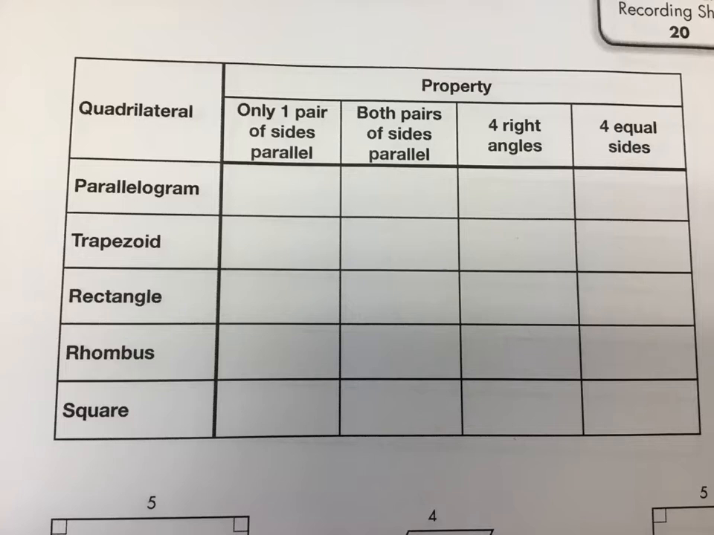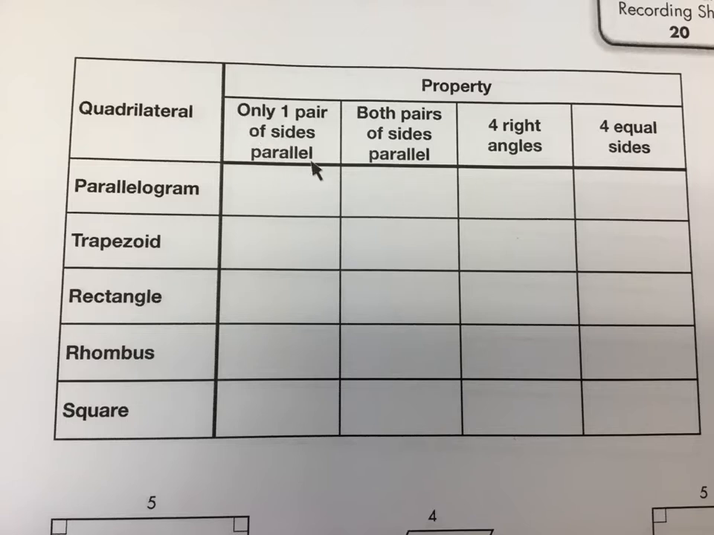So you're going to need this paper. It's in the middle of the table. Go ahead and grab that paper, get your name on the top of it. As we go along, you're going to fill in on that paper. We're going to be asking the questions. Only one pair of parallel sides. Both are parallel sides. There's 4 right angles, or there's 4 equal sides. So for each one, we're going to put a check if they have each one of these.